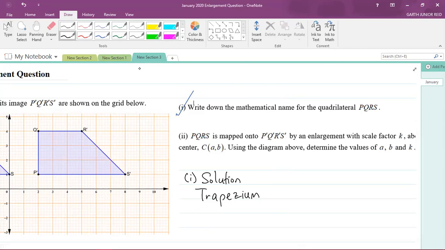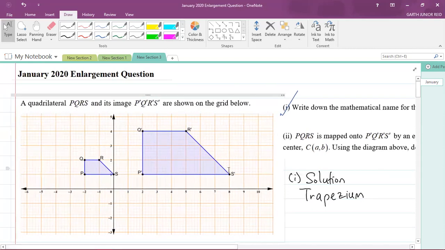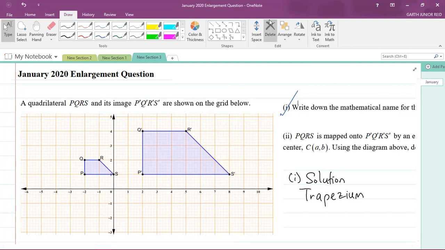Okay? Now, part 2 says PQRS is mapped onto P prime, Q prime, R prime, S prime by an enlargement with scale factor K, all right, about center C(A, B). Using the diagram above, determine the values of A, B, and K. All right, so I'm now going to move to my other screen. I'm going to use my mathematics software and we're going to look at the diagram on the graph, okay, and I'll guide you as to how to find the center of enlargement and the scale factor. So let me just share my screen quickly.